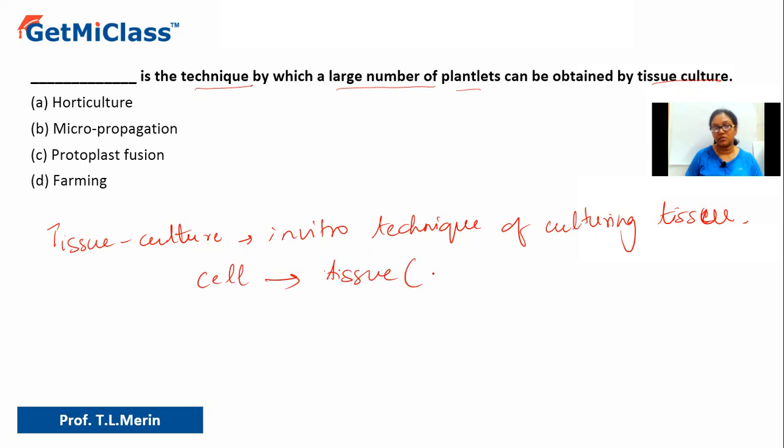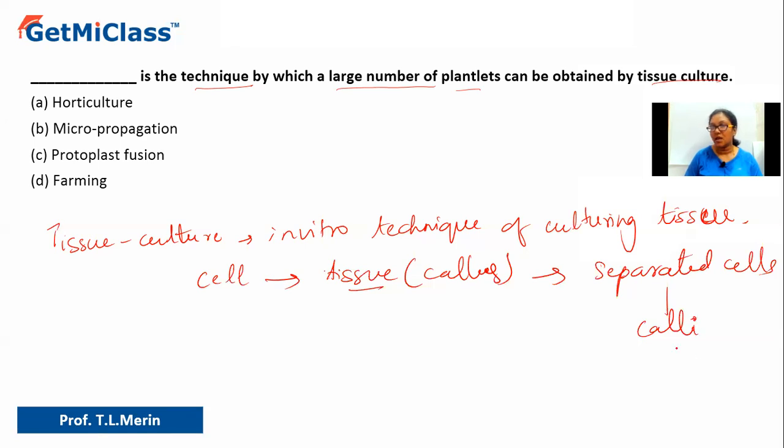That is nothing but what is called a callus. Further, this callus can be cut into pieces, or the cells can be separated. The separated cells will again give many callus, or many calli, you say many calli. So it is a single callus, and you have many calli. Further, each and every callus will give rise to many calli. Like that, it will produce many embryos, and hence you will get many plants. In this case we are talking about plants, because the question is asking about plantlets.